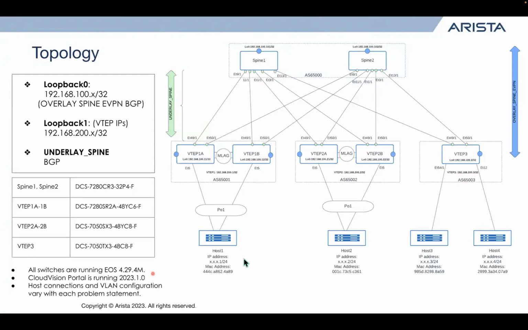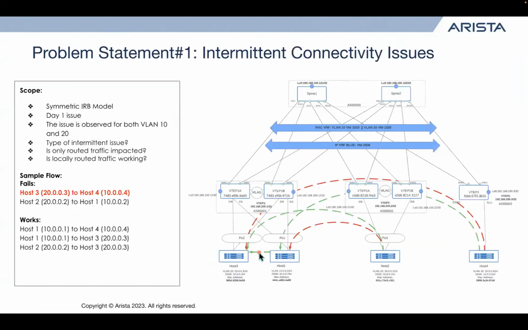Okay, so with that, let's actually go into today's first problem statement. We have received reports of intermittent connectivity issues within the data center. But before we begin, first thing, we must assess the scope of the issue. Knowing the scope gives us a good starting point to chase down the node that could be causing the problem.